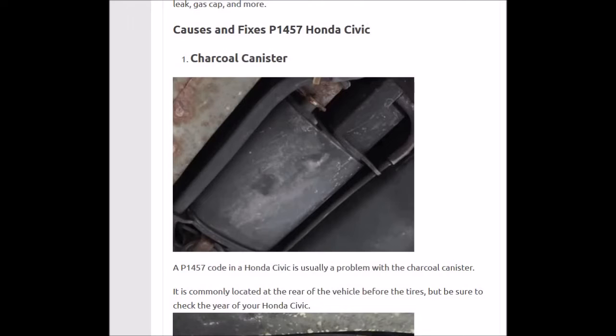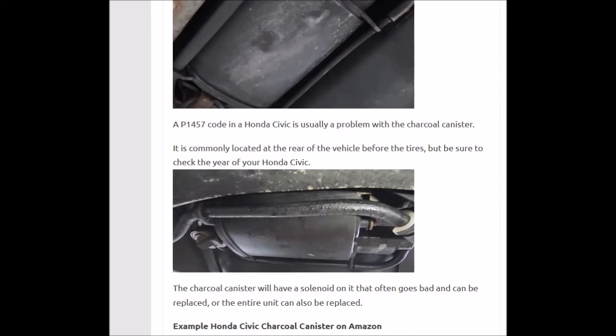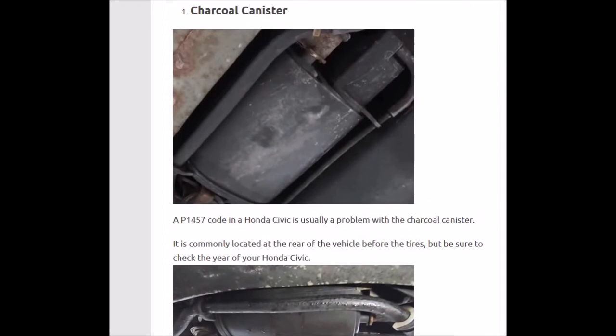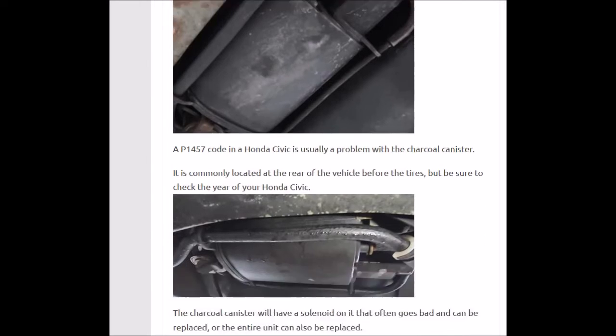Well, number one is going to be the charcoal canister, and it's located up and underneath the rear of the vehicle, usually before the tires, and there'll be some different things with it. There'll be a little solenoid on it and some other stuff. You can just change out that solenoid quite often, and that could be your problem. A lot of people just change out the whole unit and see if that solves the problem. But this is the number one cause right here, and what to look for is the charcoal canister.